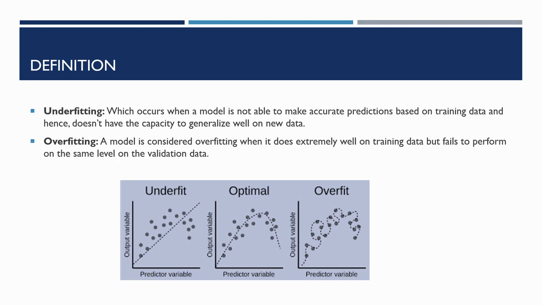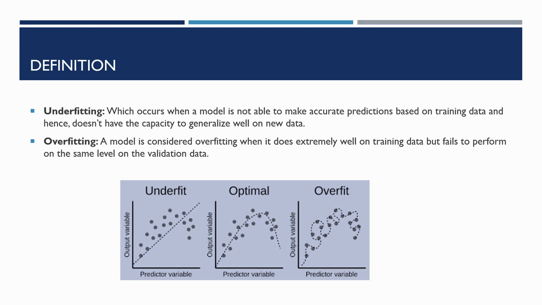Underfitting occurs when a model is not able to make accurate predictions based on training data and hence doesn't have the capacity to generalize well on new data. When it performs extremely well on training data but fails to perform at the same level on the validation data, then it is called overfitting.